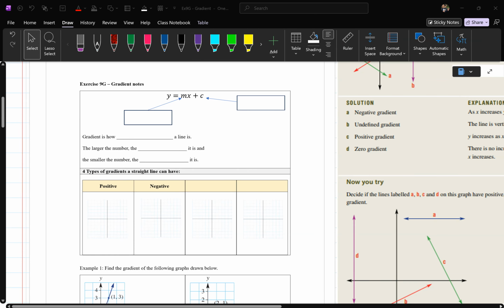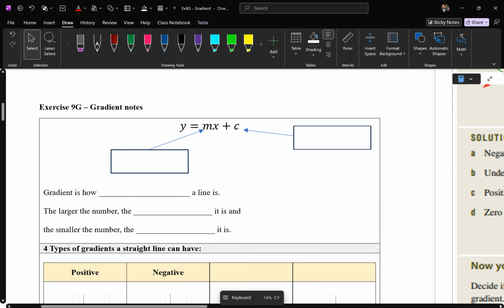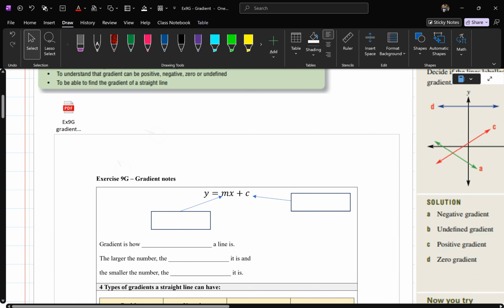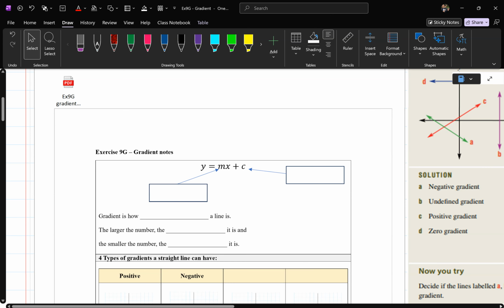Hi there, you right? So, in this video, we're going to be looking at 9G gradients, okay? So I'm going to fill out these notes here. Hopefully you've received them. If you don't have the hard copy, there is a digital copy here that you can download, a PDF file you can download, and you can print yourself as well.